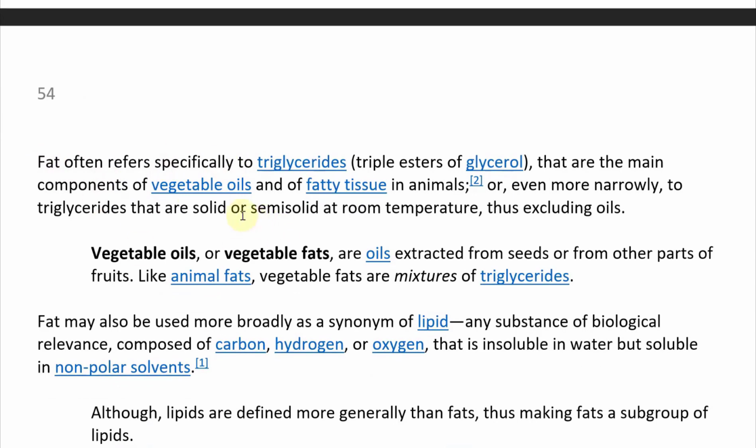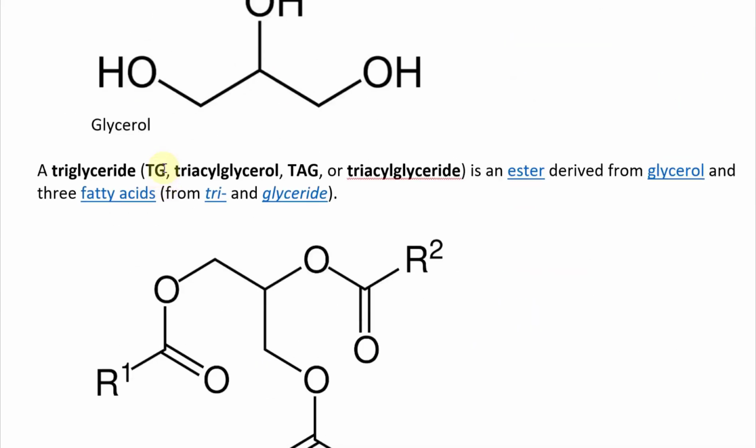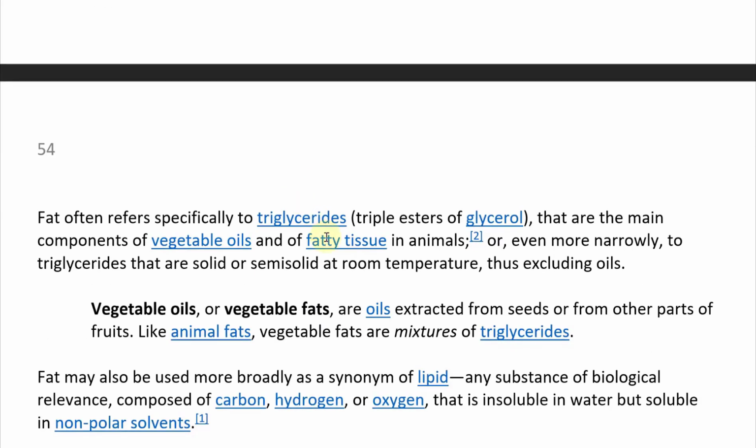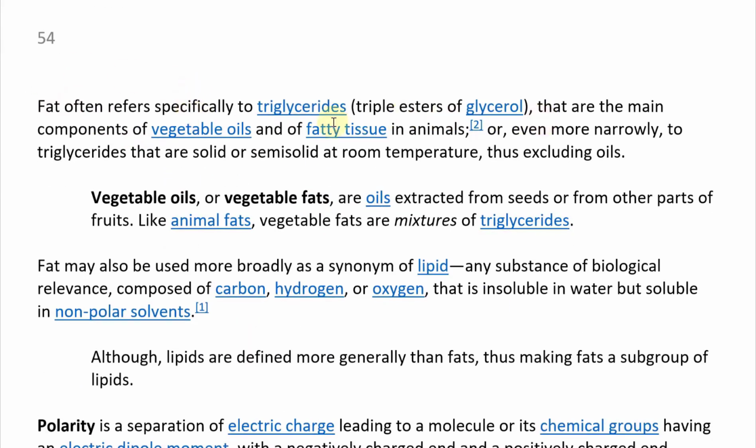And it doesn't dissolve easily. So fat often refers specifically to triglycerides, which are triple esters of glycerol. So the one above here. Triglycerides is pretty much used when you say fat. That's what it's often referring to. They are the main components of vegetable oils and fatty tissue in animals, or even more narrowly, triglycerides that are solid or semi-solid at room temperature, thus excluding oils. Yeah, so oil versus fat, etc.